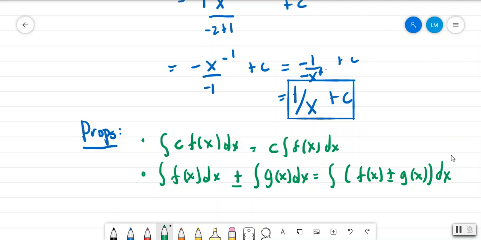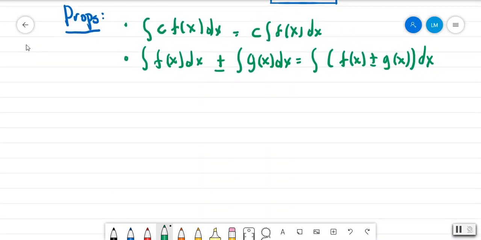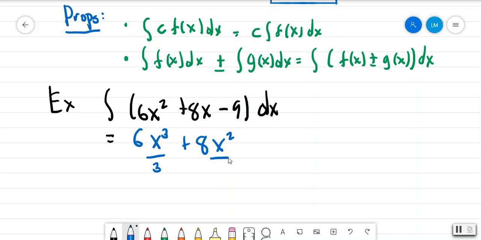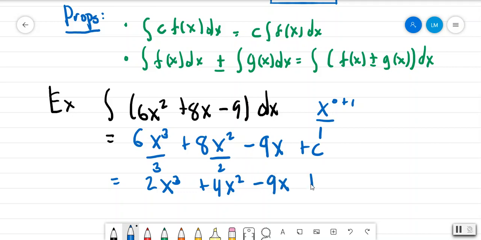So for example, let's say we have the antiderivative of 6x squared plus 8x minus 9. According to this, we just add one to x's power, and then divide by the same thing. So that's going to be 6x cubed divided by 3 plus 8x squared divided by 2 minus 9x, because that's kind of like x to the 0 plus 1 divided by 1, which is still just x. And then we have plus c. Cleaning this up, we have 2x cubed plus 4x squared minus 9x plus c. And that would be it.